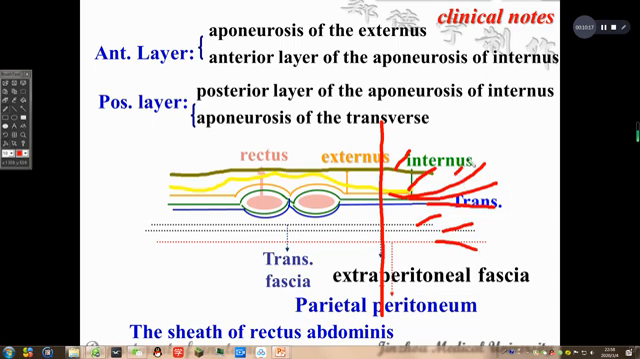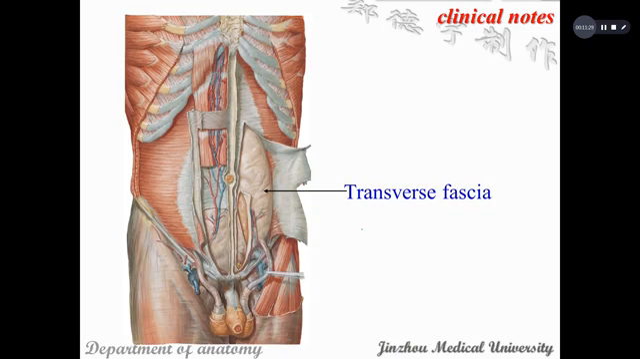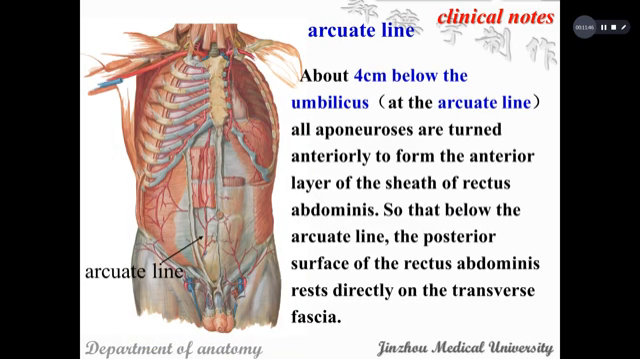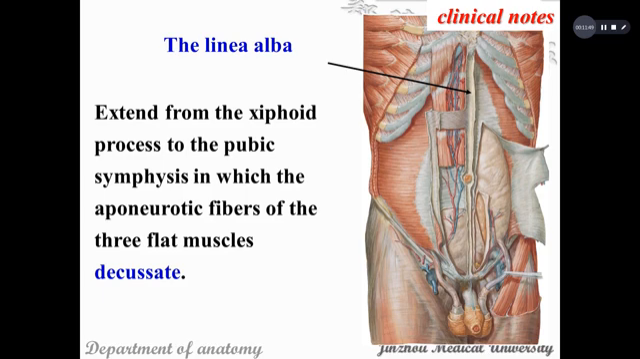And remember, for these three muscle layers, you must use a hook. Don't directly cut with your knife. Here is the transversalis fascia, and here the arcuate line. This is the umbilicus, and this is the posterior layer of the sheath of the rectus abdominis. The arcuate line is here. And then the linea alba.